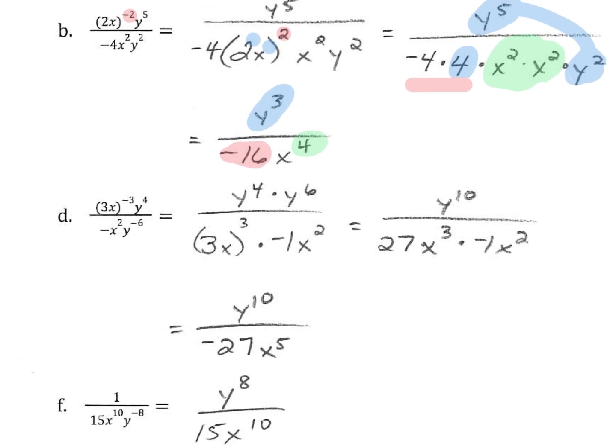Here's example D. This one is similar to the one above. We have this negative 3 that we need to deal with. So I start by moving that whole term, 3x to the negative third, down to the bottom part of our fraction. What I also do at the same time is I take this y to the negative sixth and I move that one up because I didn't want to have that negative exponent on bottom. Now to our next step, we get y to the 10th because 4 plus 6 is 10.